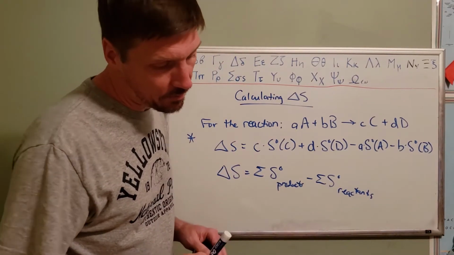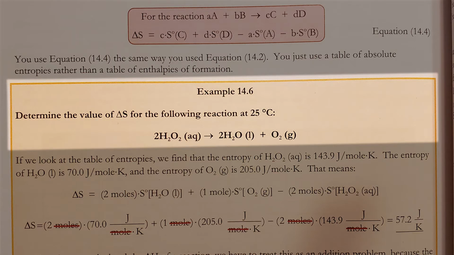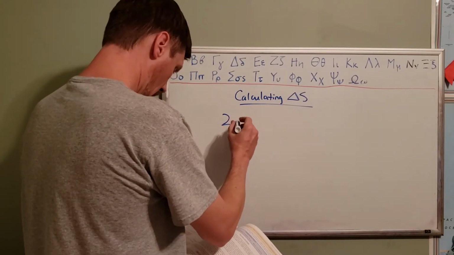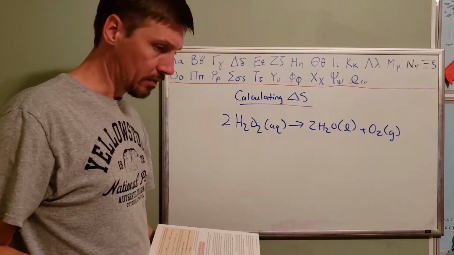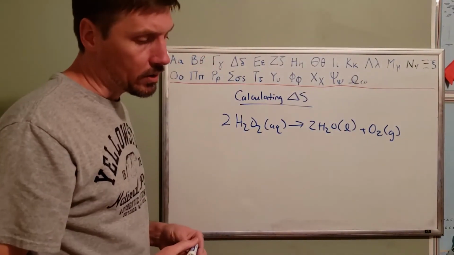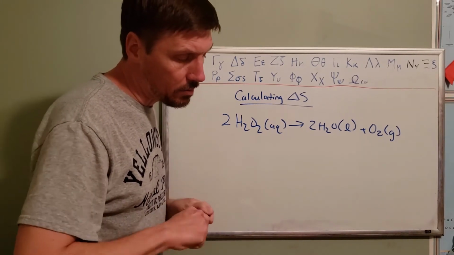All right, so let's do a quick example of that, which is on page 438. That example says, determine the value of change in S for the following reaction at 25 degrees Celsius. Since it's at 25 degrees Celsius, we know we can use our table. And so the equation is 2H2O2 aqueous yields 2H2O liquid plus O2 gas. In a previous example, we looked at this exact same problem and determined what the sign of the change in entropy would be. Now we're actually going to be able to get a numeric value for it.